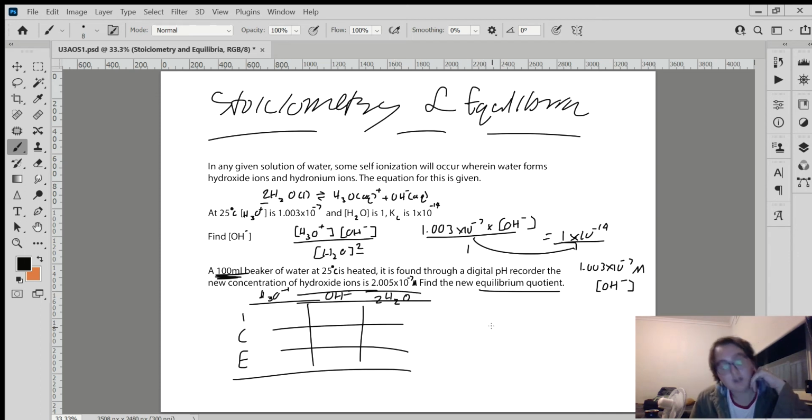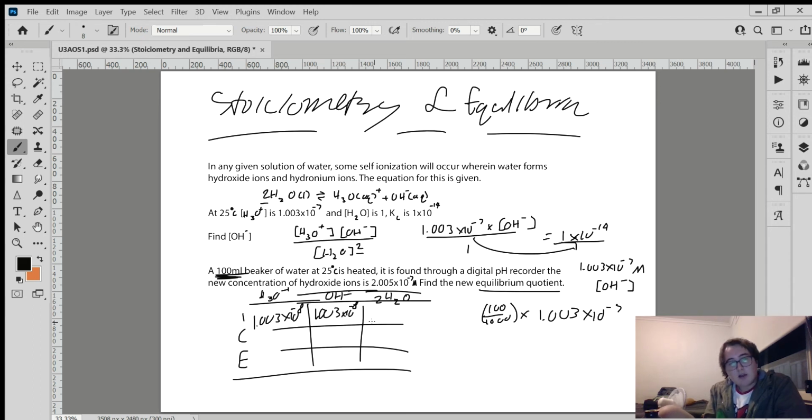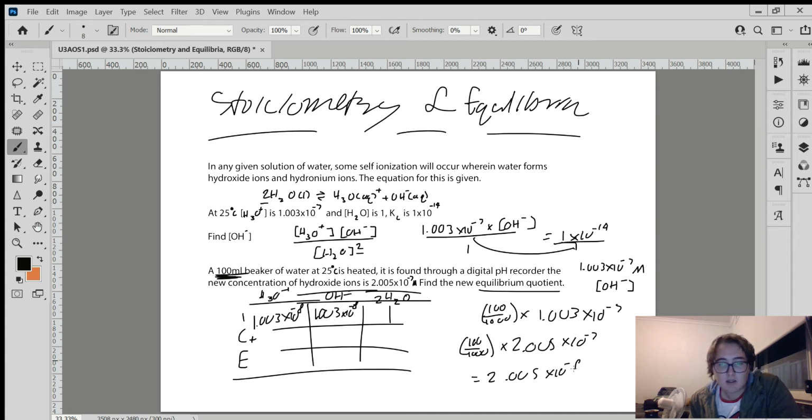So to do this, we have to divide it by 10, because it's 100 milliliters divided by 1 liter, times 1.003 times 10 to the negative 7, which is to say 1.003 times 10 to the negative 8, 1.003 times 10 to the negative 8, and then 1. Okay, the change, no, we'll do it the proper way and find the amounts in the new place. 2.005 times 10 to the negative 8 mole, and then we have 1.003 minus 2.005 times 10 to the negative 8.